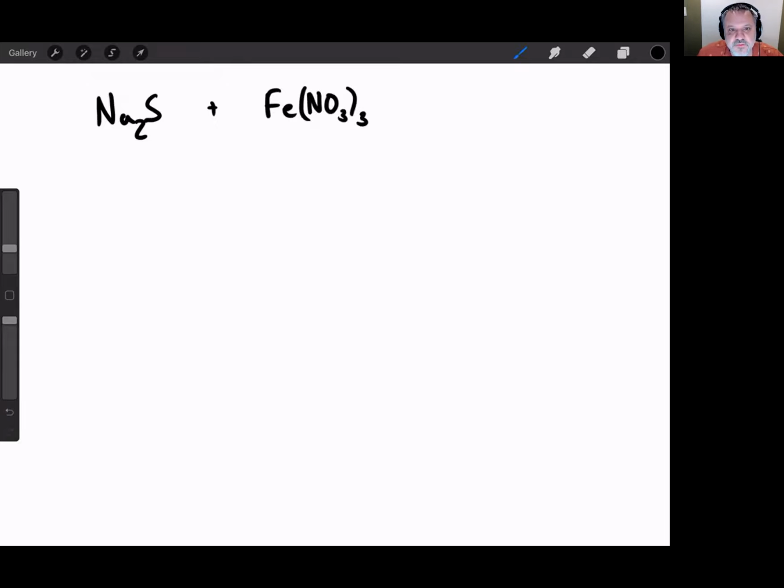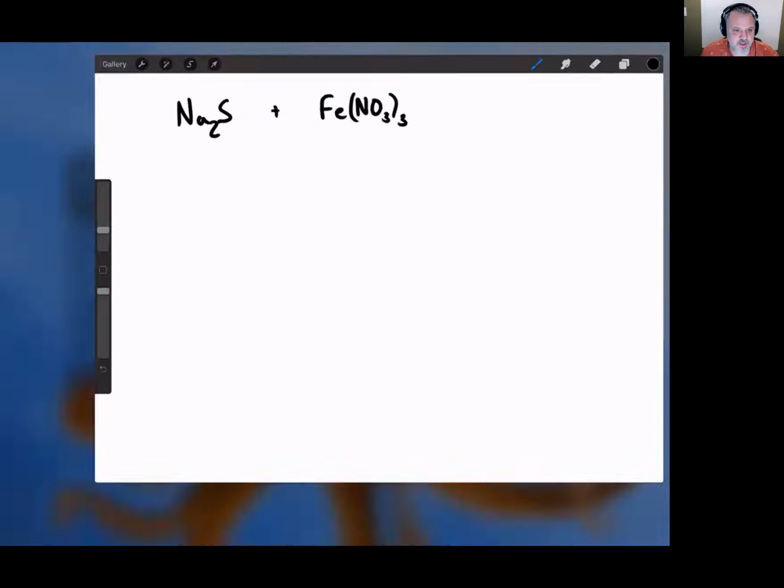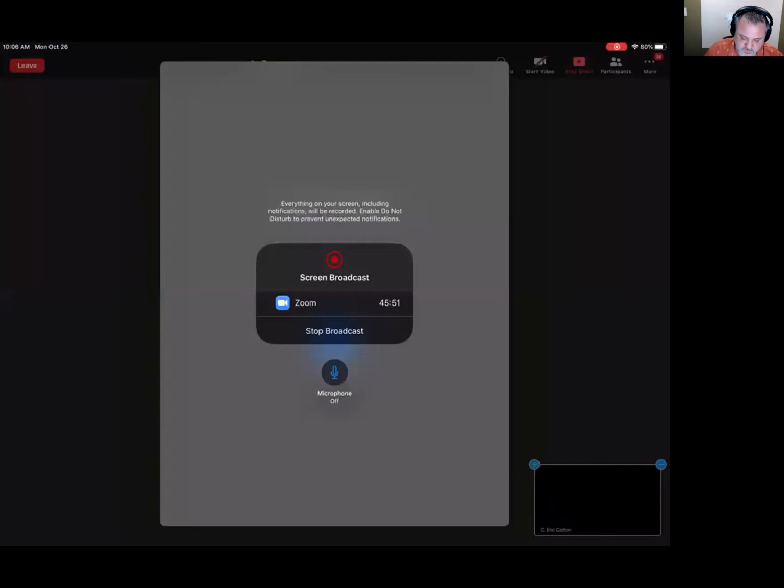So what I want to do is switch over and take a look at some solubility rules. I'm going to look at the actual periodic table that we give you in this course. One of the cool things about solubility rules in this course is we don't make you memorize them. So let me switch my screen share. Let's go back to this periodic table.